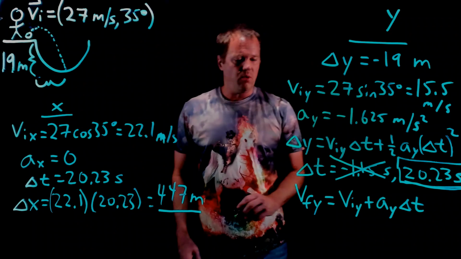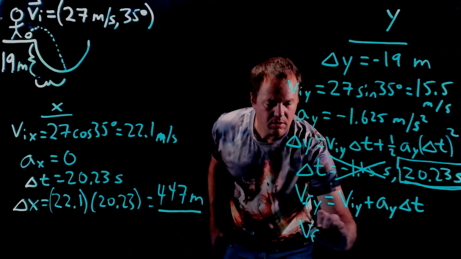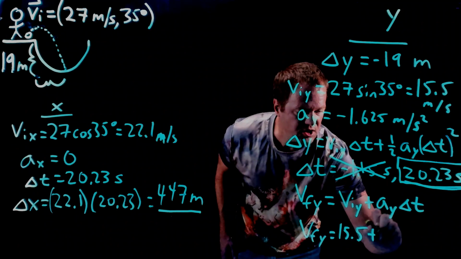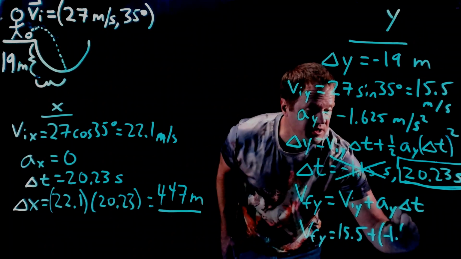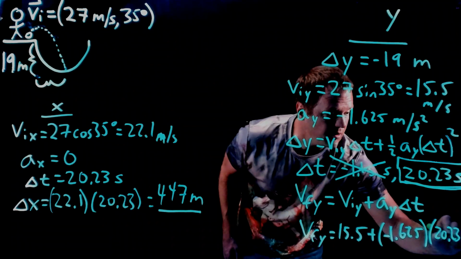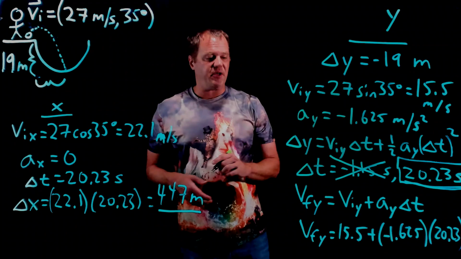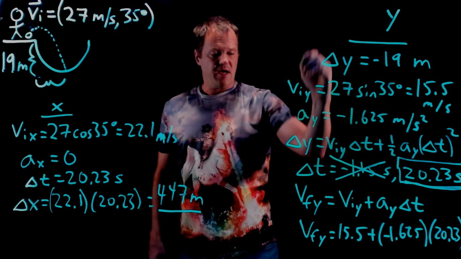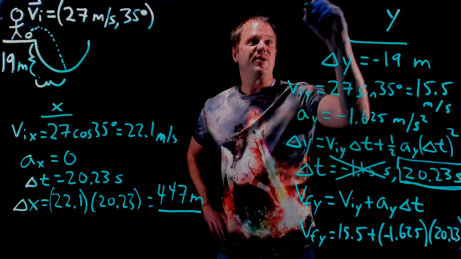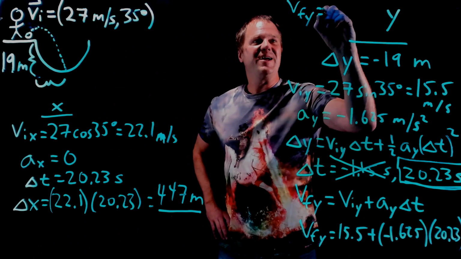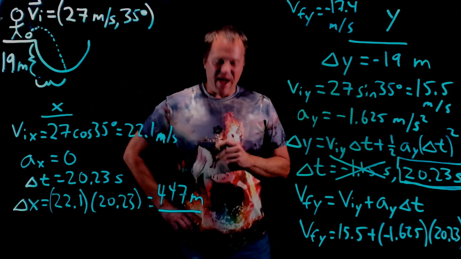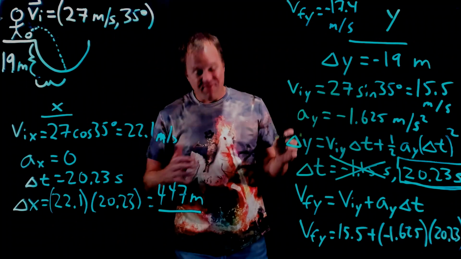Okay, so we can throw in those numbers. Y initial 15.5, acceleration negative 1.625, time interval of 20.23. Okay, and I throw that into my calculator, and it spits out a final velocity of negative 17.4. Okay, just running out of space here. V final y, negative 17.4 meters per second. Okay, so that's half of the final velocity vector.